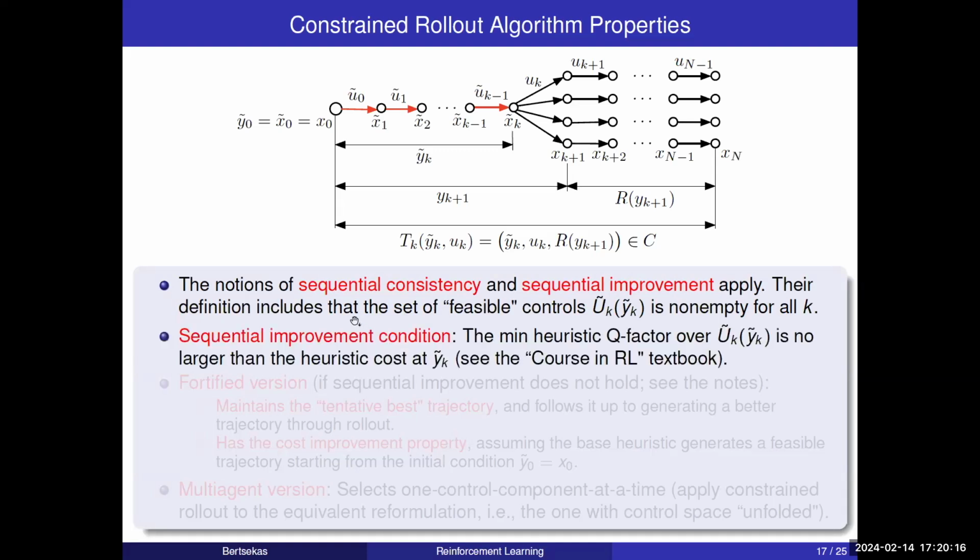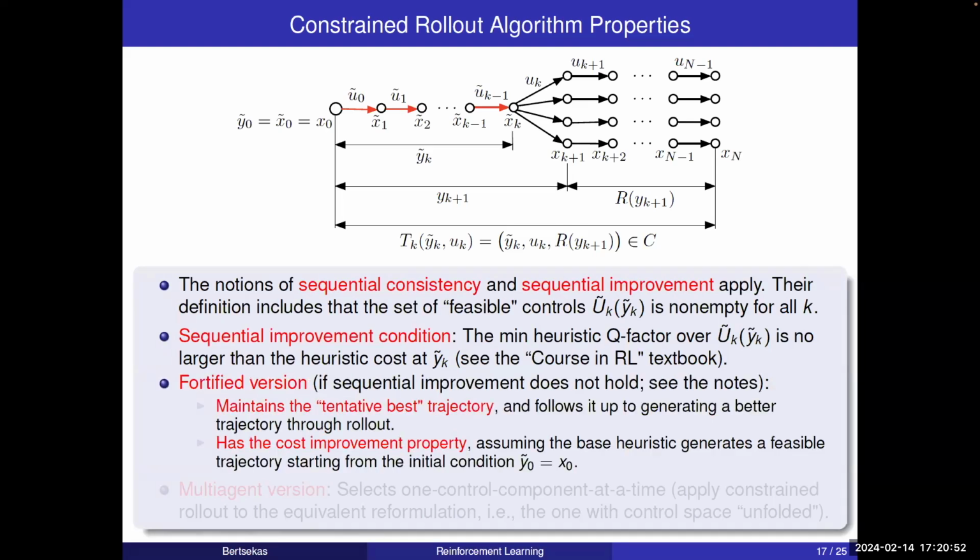And then the other condition is that the minimum Q factor over the set of controls that are feasible is no larger than the heuristic cost at y_k tilde. So this is exactly analogous to what the sequential improvement condition was before in the unconstrained case. But we have this other requirement that this set must be non-empty for all k. So that's what it means to be sequentially improving in the context of constrained rollout.